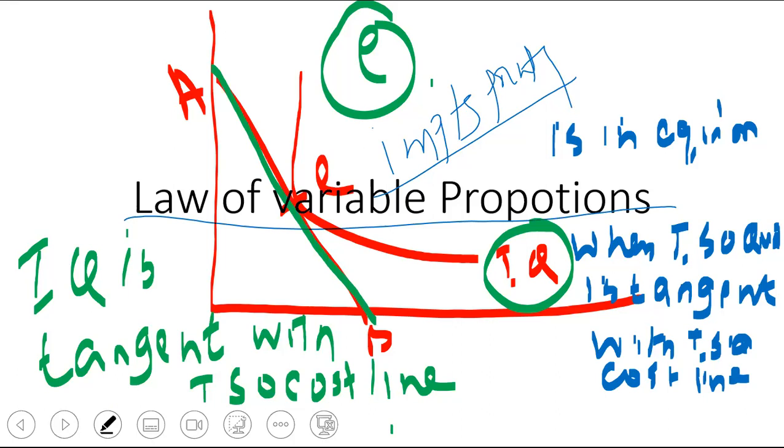Question: draw and explain producer's equilibrium with isocost and isoquant. Put it in the chat box. Question number one, did you write the question? Question number two, did you complete the points that I told you?